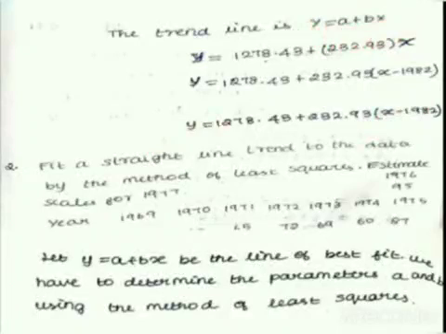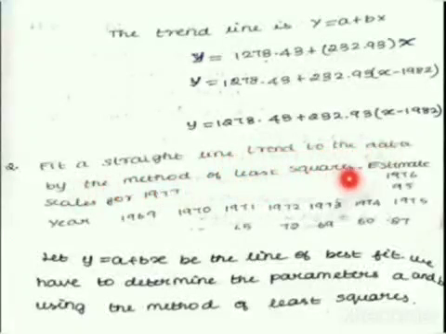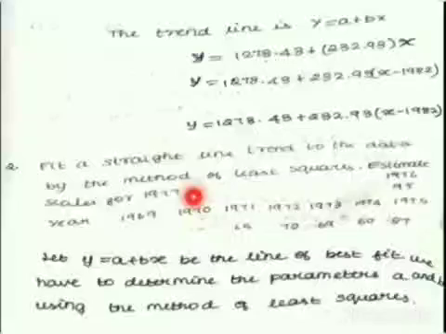This is the solution for this problem. Let us see our next problem. Fit a straight line trend to the data by the method of least squares. Estimate the scale of 1977. So they are directly mentioned here. We have to find the value for 1977. The data are given below.